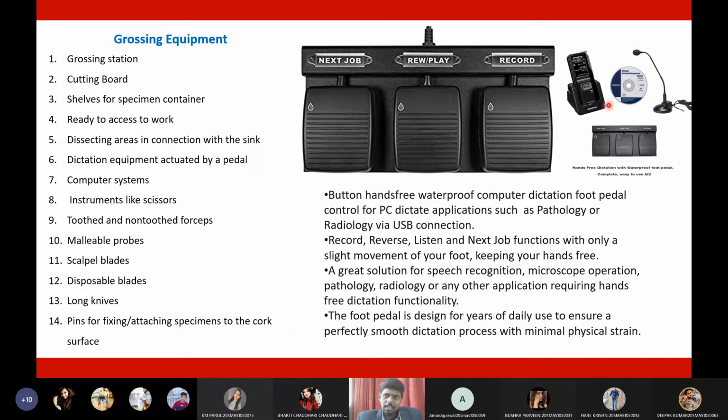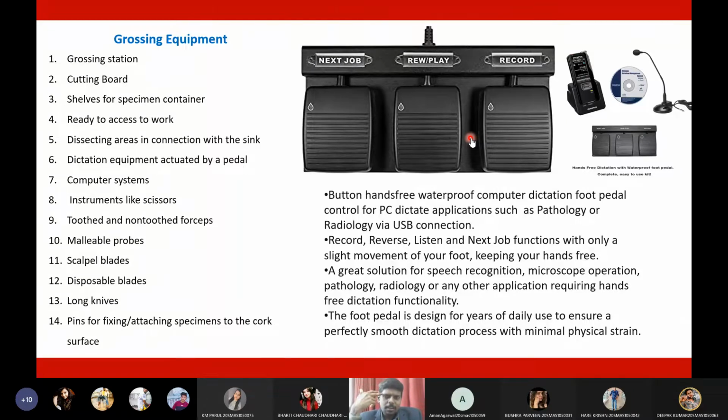It is attached with a mic and it is in connection with a computer actually. So this is called dictation equipment, which is actuated by a pedal. The advantage of using this one is we need not touch the computer. We need not contaminate the computer or keyboard. Without even using our hands, we can record whatever we are seeing in the lab. Nowadays, we are getting additional buttons that will also turn on the cameras and the camera will start recording them. Nowadays, we have smart glasses also.